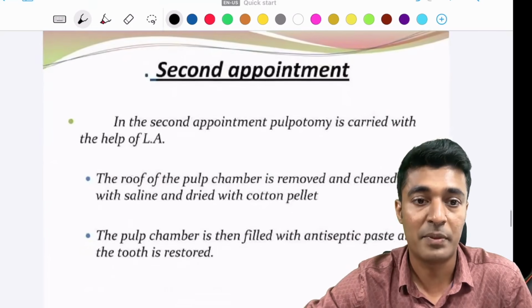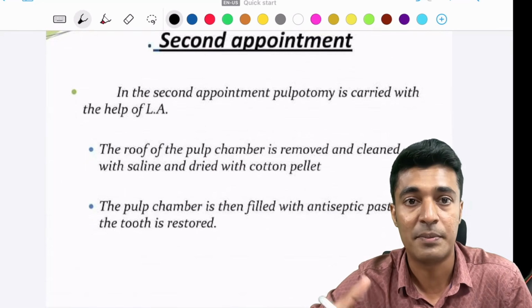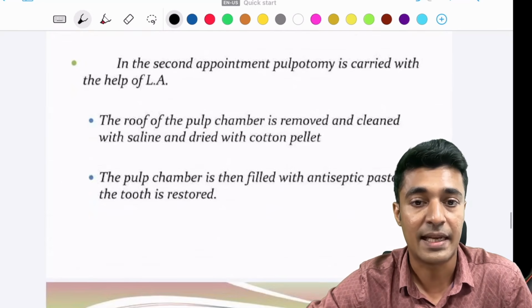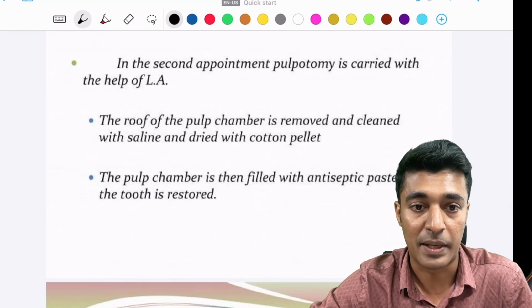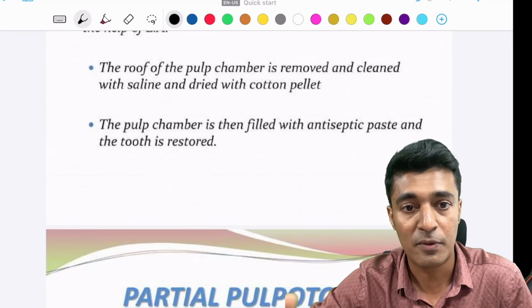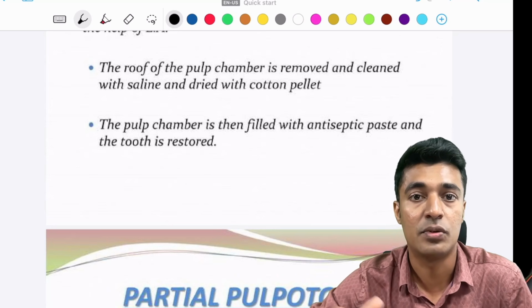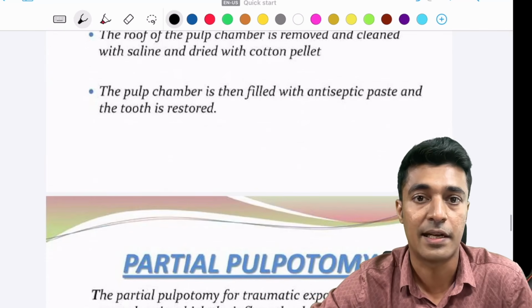On the second appointment after 2 weeks, local anesthesia has to be given. The roof of the pulp chamber is removed and cleaned with saline and then dried with a cotton pellet. After amputation and removal of the coronal pulp tissue, the pulp chamber is then filled with the antiseptic paste, the tooth is restored, and a stainless steel crown is placed.